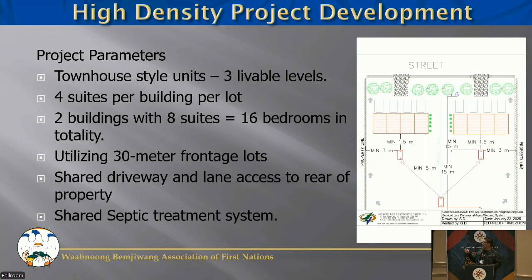So townhouse style units, 3 livable levels, 4 suites per building, per lot. So that means 2 buildings with 8 suites equals 16 bedrooms in totality, utilizing 30-meter frontage lots. 30 meters is roughly 100 feet. So because these units are 80 feet wide, we actually have enough room on either side and a setback of 10 feet on either side.